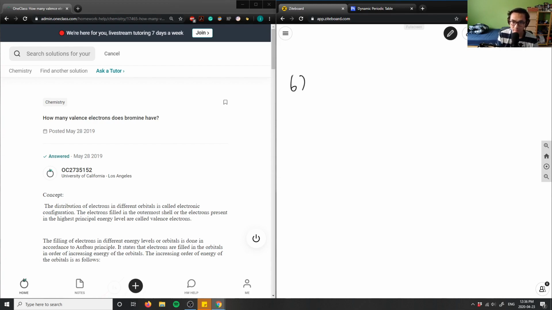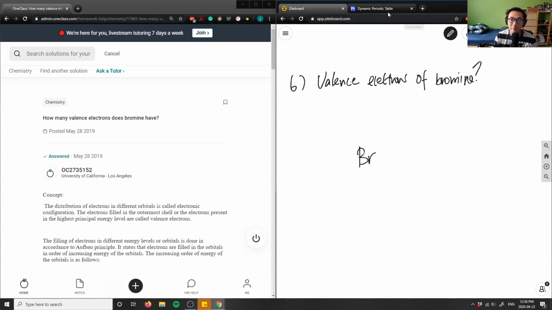So, valence electrons of bromine. I'm assuming that this would be asked in kind of a grade 9 setting, right? So again, how many valence electrons are in bromine? What we can do is draw a Bohr-Rutherford diagram, right? So we have to do Br here. We put bromine in the middle.